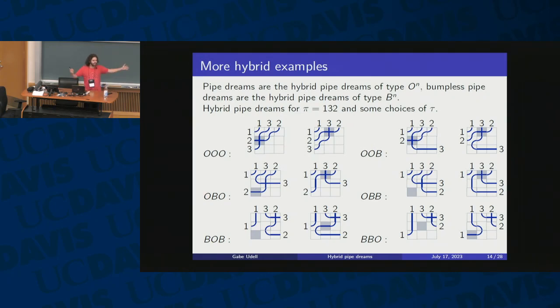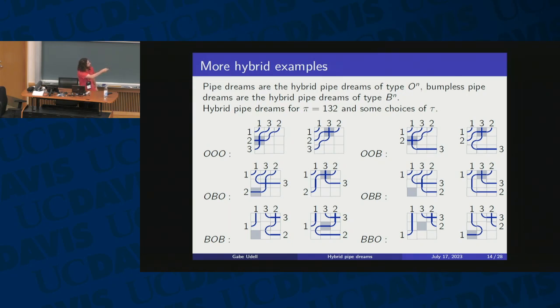So here's a bunch of hybrid pipe dreams with their types alongside them. There's not so much new information on this slide, just examples. And we can start to see how this might help us think about going between ordinary pipe dreams and bumpless pipe dreams, because we have all these things in the middle. Also, a silly weirdness: this permutation is self-inverse, so this is the inverse of 1, 3, 2 on the top. Yeah, so just one quick example.